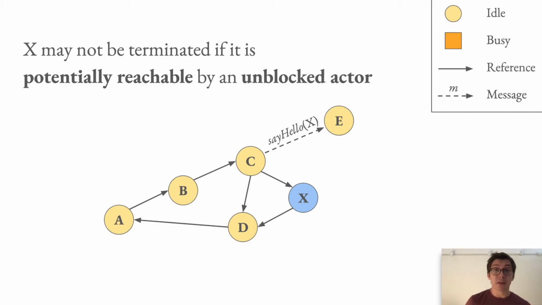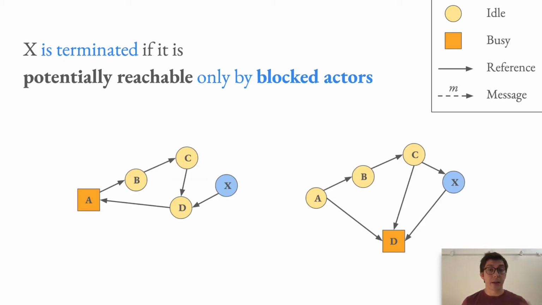So you can see now that the problem with the last case was that even though X is only reachable by blocked actors, it's potentially reachable by an unblocked actor, namely E. In general, an actor might not be terminated if it's potentially reachable by some unblocked actor. So what if an actor is not potentially reachable by an unblocked actor? Well, then the actor is certainly terminated because at no point in the future could it possibly receive a message.